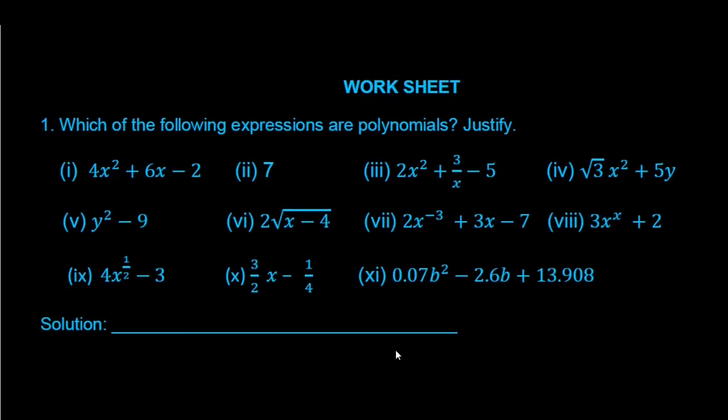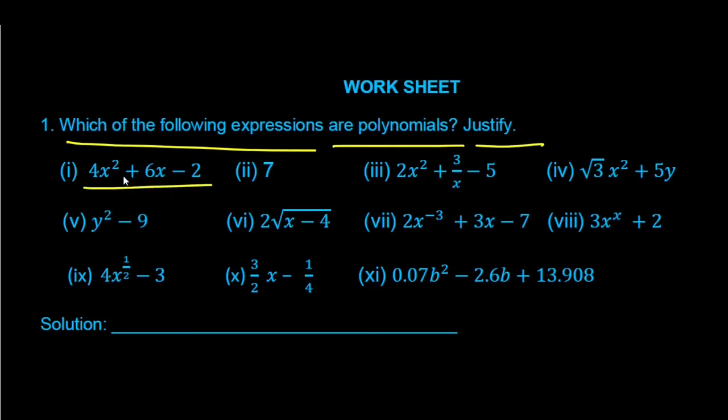Now let us see the assignment worksheet. First question. Which of the following expressions are polynomials? Justify. First one, 4x square plus 6x minus 2. Observe the exponents of the terms. Here the exponent is 2. Here the exponent of the variable is 1. Here the exponent is 0. So all the exponents are whole numbers. So this is a polynomial.